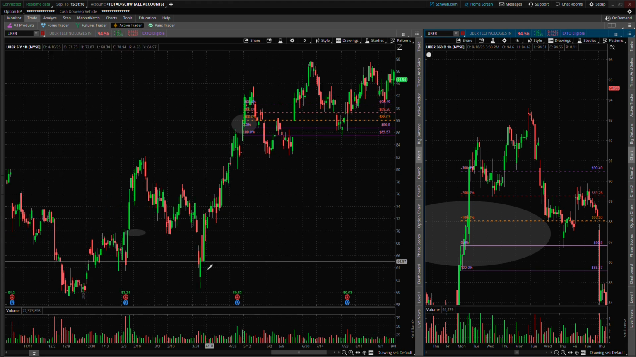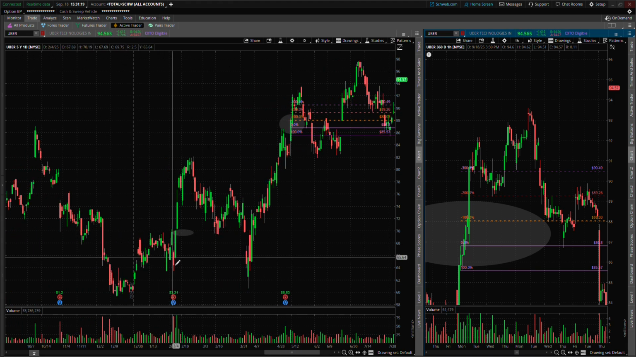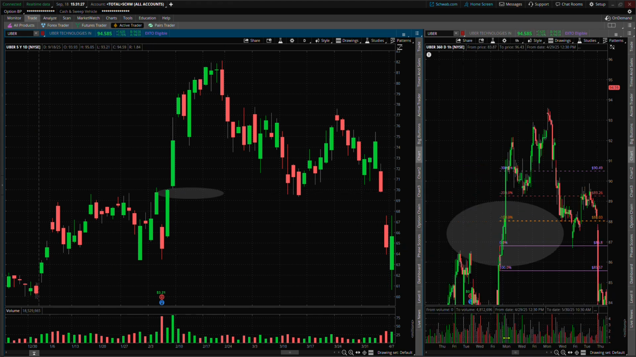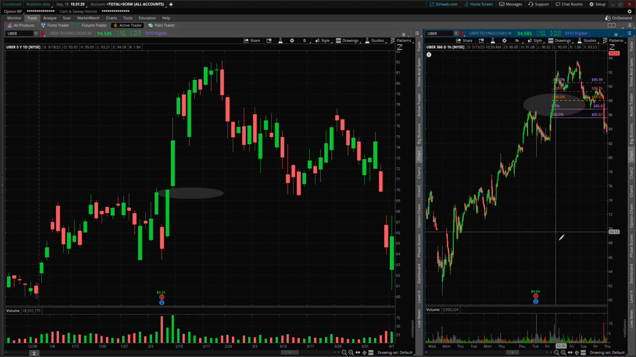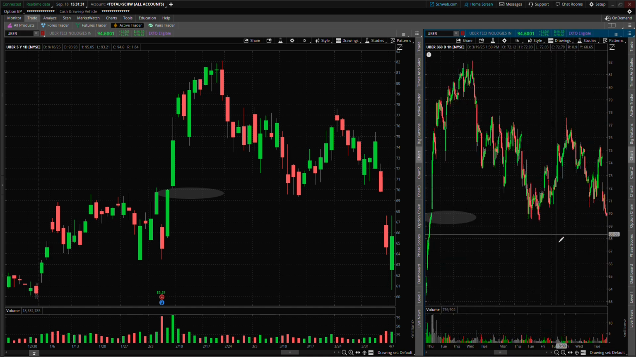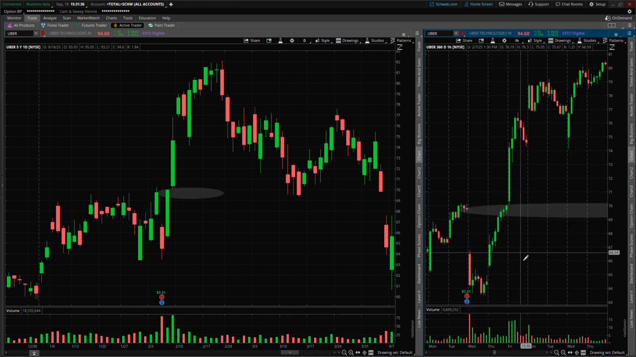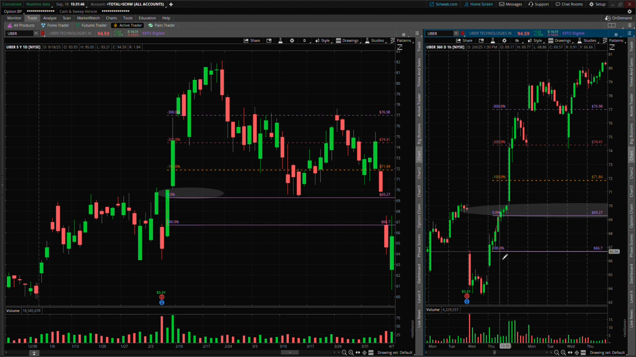So if we go back a little bit more on Uber, you see we have a big green candle here, a big green candle here. And so we have our zone right in here. And now let's go over to the hourly chart. And we scroll back into our zone. And now you see we have our zone right in here. We have a big green candle here. So we have a rally, a base, and then a rally. So if we put our zone in here, the zone is somewhere around this area here.